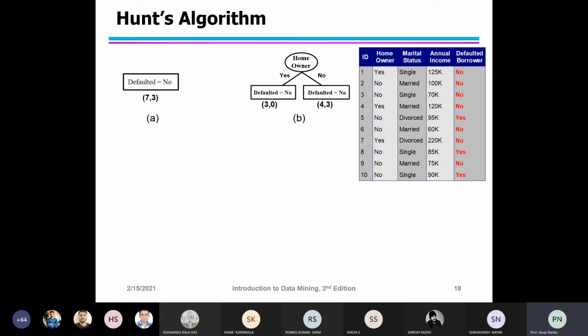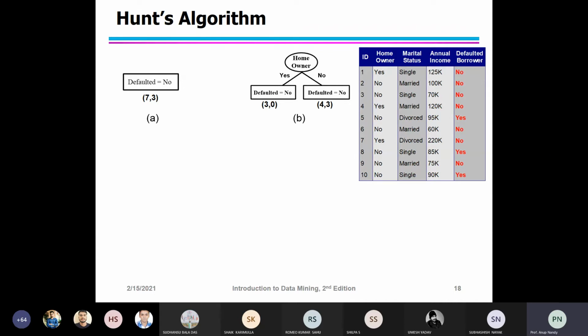You just look at the table and you just notice that all borrowers who are homeowners successfully repaid their loans. Then the left child of the root is therefore a leaf node labeled defaulted equal to no, as you can see. Defaulted is equal to no if there is a homeowner. So the left child of the root node is a leaf node which is labeled defaulted equal to no.